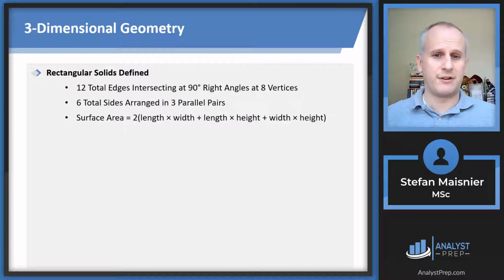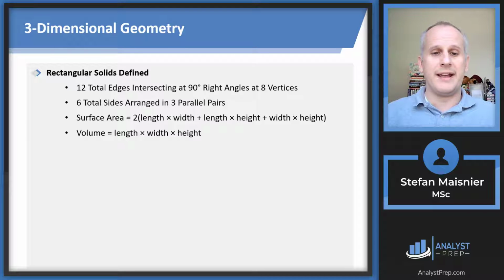And your surface area formula is going to be 2 times the length times the width, plus the length times the height, plus the width times the height. Because you're basically just taking each of those sides that you are solving for, just the standard rectangular formula area, and you're just taking 2 of them because we know every side is parallel to another. And then the volume is just going to be your length times your width times your height.